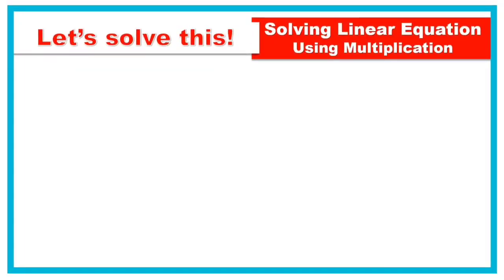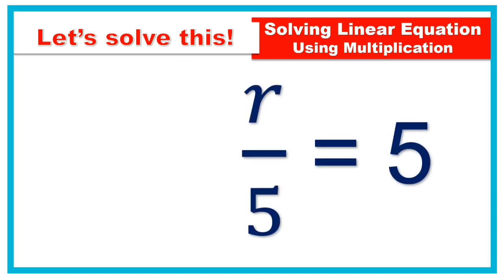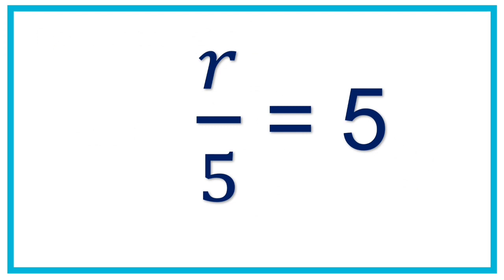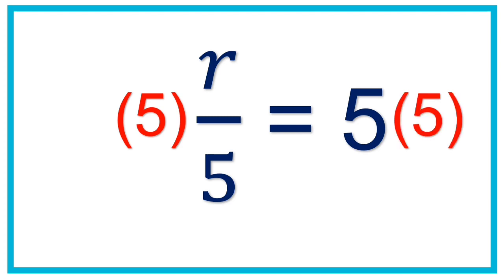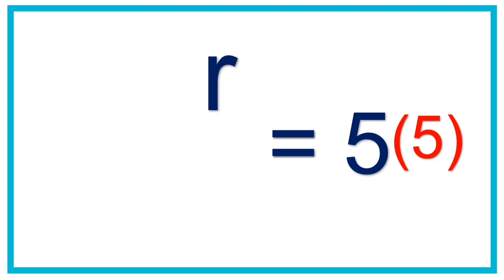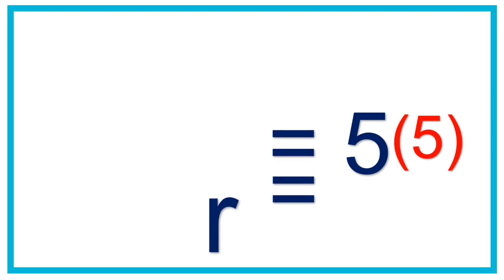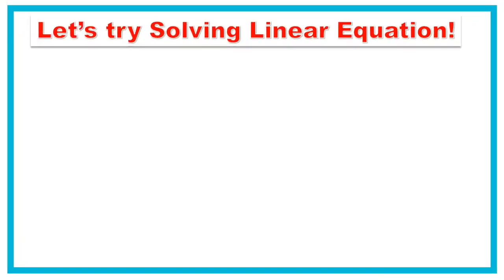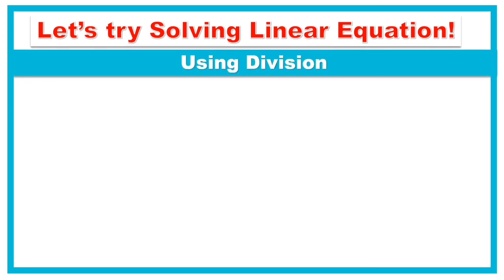Let's solve this. r divided by 5 equals 5. Again, we need to isolate the variable, which is r. How are we going to isolate the variable? Correct! By multiplying 5 on both sides. That cancels 5, leaving us r isolated or alone. Let's just bring down r, the equal sign, and the answer to 5 times 5, which is 25. You got it! Let's try solving linear equations using division.